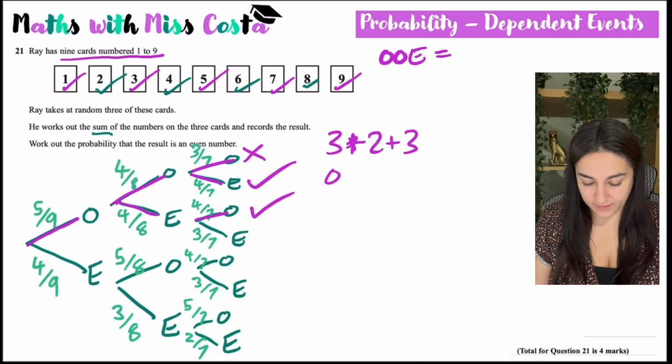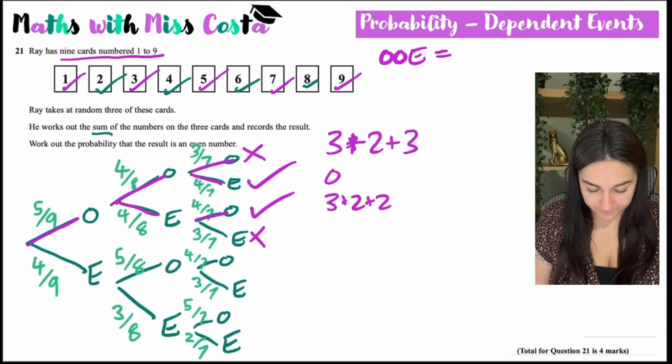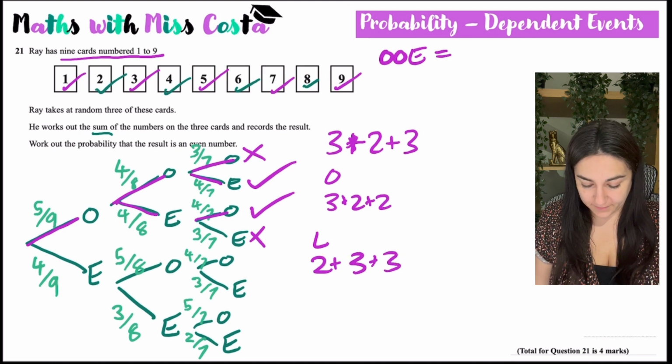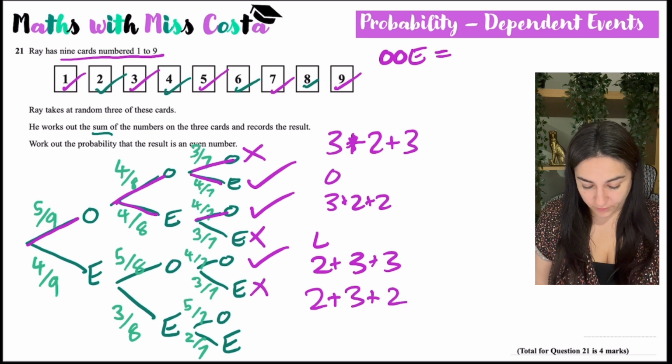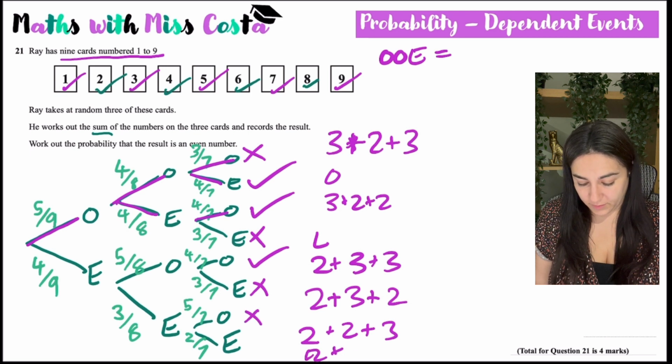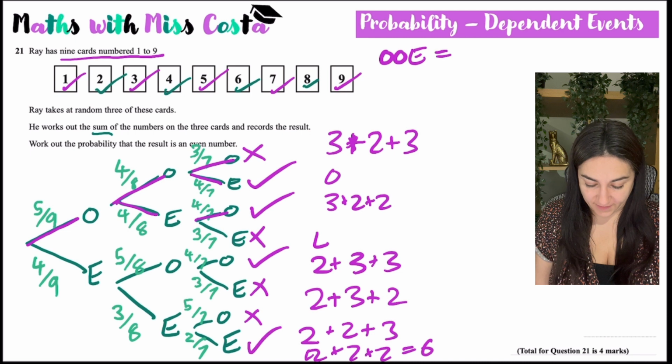Odd, even, even. So 3 plus 2 plus 2, that's 7. That does not work. If you had even, odd, odd, so let's say 2 plus 3 plus 3, that would be 8, so that route works. Then let's try even, odd, even. So 2 plus 3 plus 2 is 7, that does not work. Even, even, odd. 2 plus 2 plus 3, that's 7, so that does not work. And then your final one, 2 plus 2 plus 2, that gives you 6, so that route works.